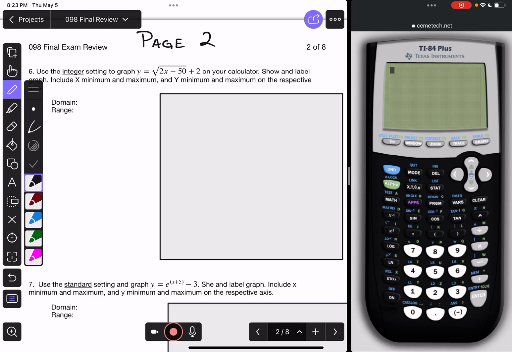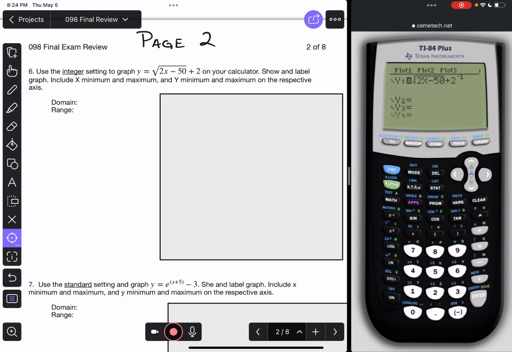All right, the second page. Let's see what we got to do here. Use the integer setting to graph this equation on your calculator. Show and label the graph, including x min, x max. That stuff, everybody, you can just do right here in your domain and range.